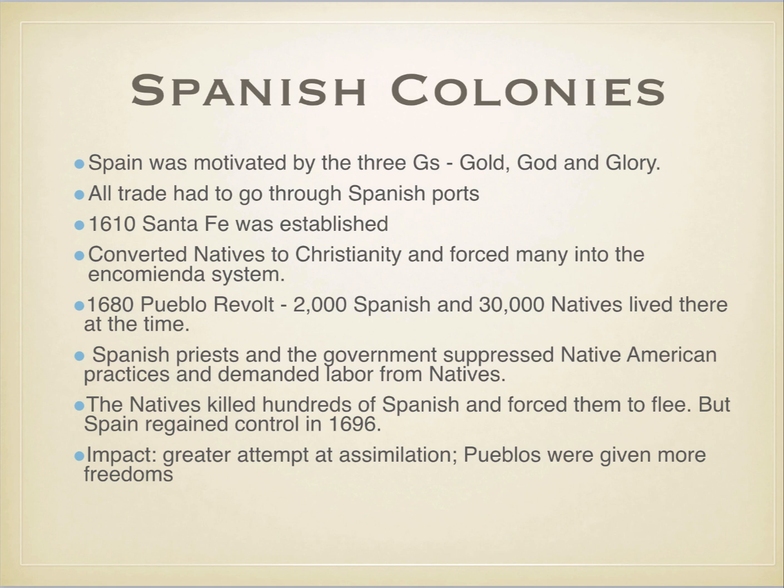So this is actually an initial success for the natives, but a few years later, the Spanish did regain control of the colony, and the impact of this is a greater attempt at assimilation. However, they did give the Pueblos a few more freedoms to probably prevent a future rebellion of that nature.